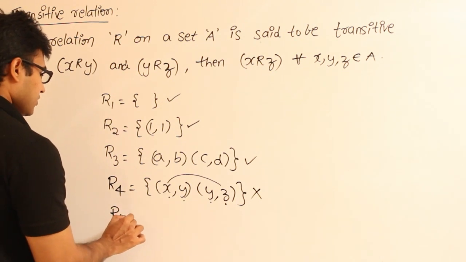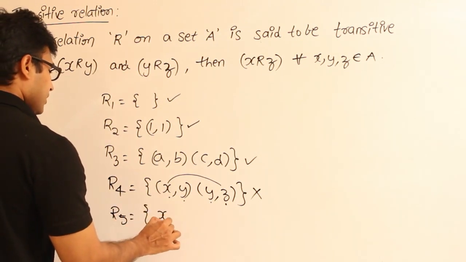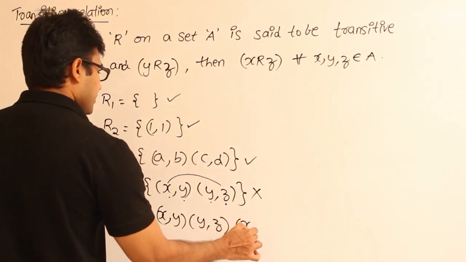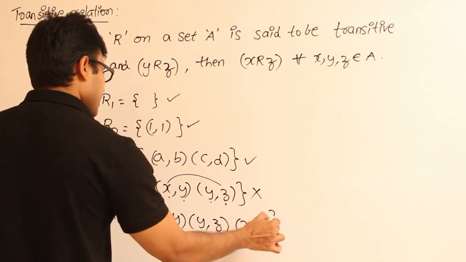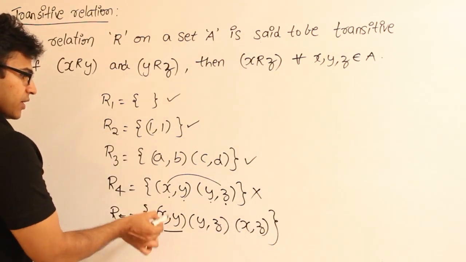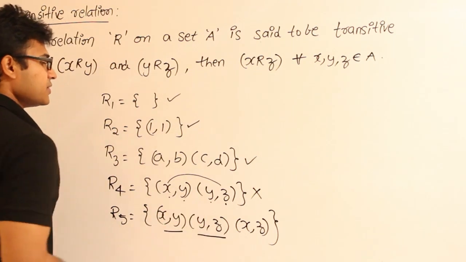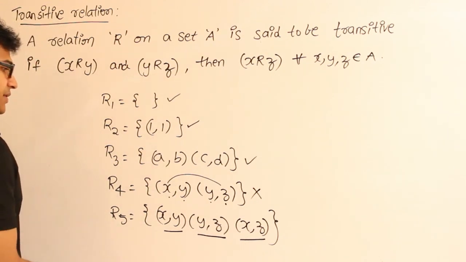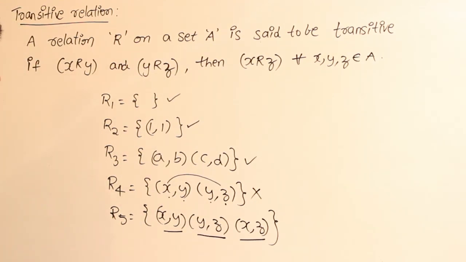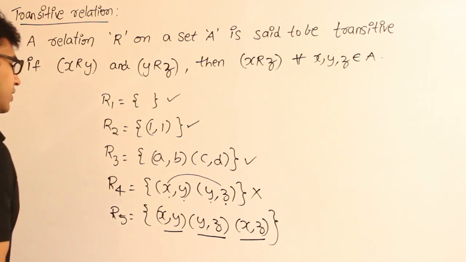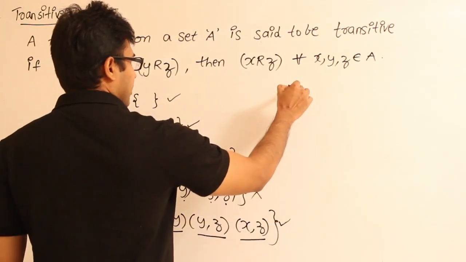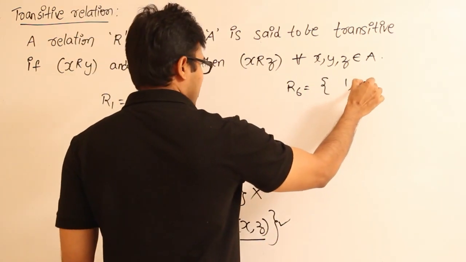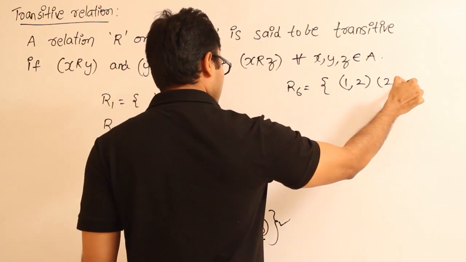Now tell me about this. R5 is x comma y, y comma z and x comma z. What about this? Yes, there is a pair x comma y and there is a pair y comma z. Therefore, we have to test whether x comma z is present or not. In this case, it is there. Therefore, it is transitive. Right? Tell me about this. R6 equal to 1 comma 2 and 2 comma 2.